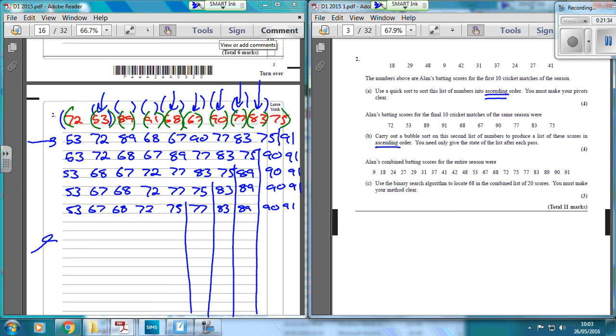So what we need to do again is go through, and so 53 and 67 won't swap, 67 and 68 won't swap, 68 and 72 won't swap, 72 and 75 won't swap, 75 and 77 won't swap, 77 and 83, and obviously the rest won't swap because they're in the correct place. And then afterwards you say sort complete, as no swaps in previous pass.